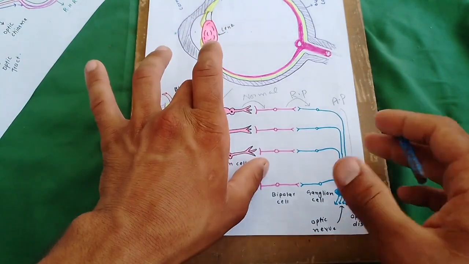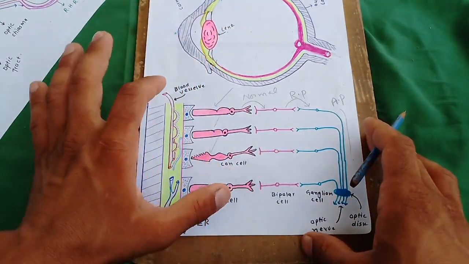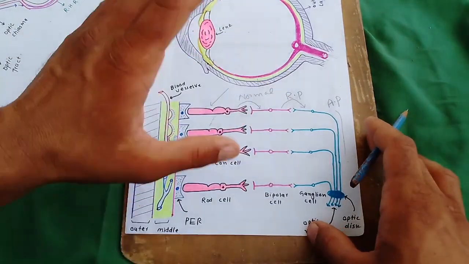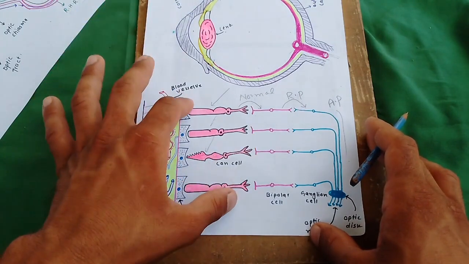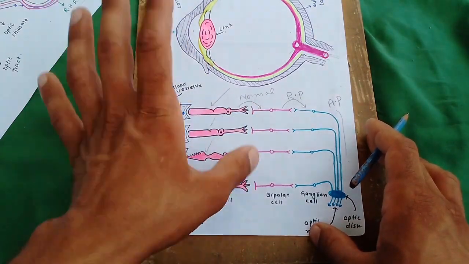So this is the visual phenomenon, just a little bit of an idea. Here I do not explain the phototransduction. This is actually the page of the phototransduction. I have already explained it in a separate class. This is a very huge phenomenon.